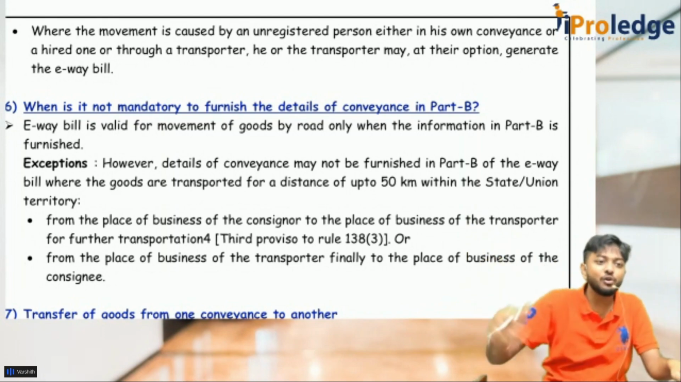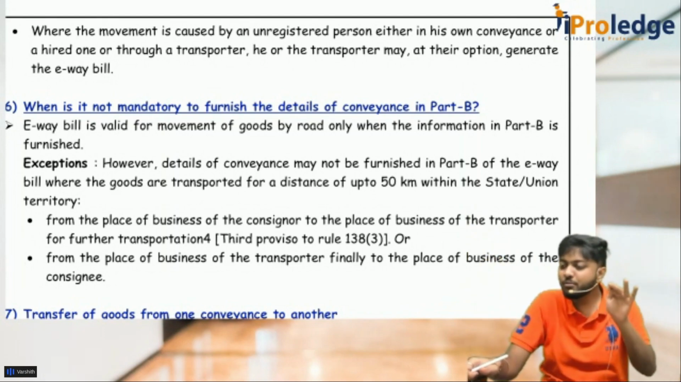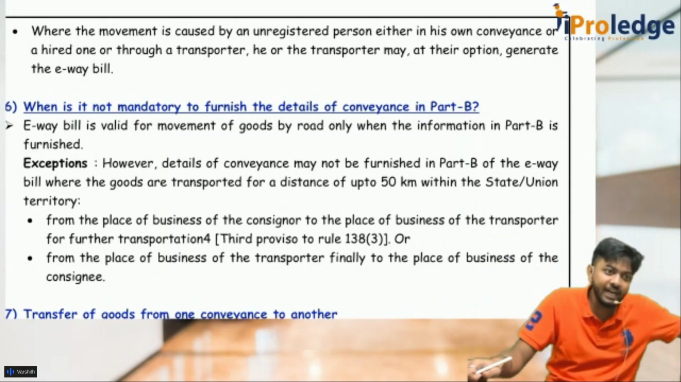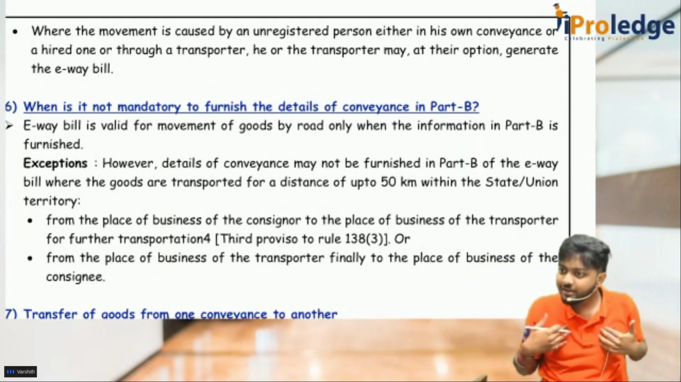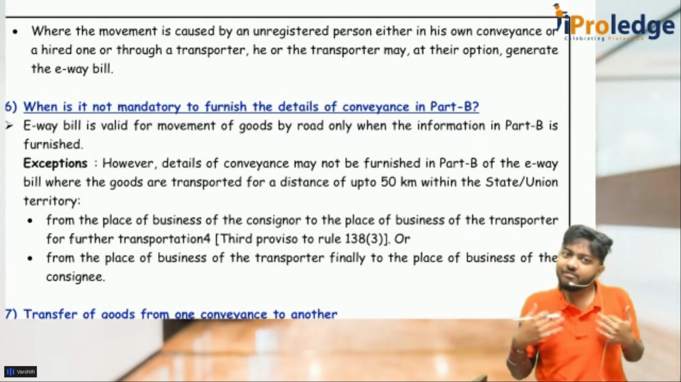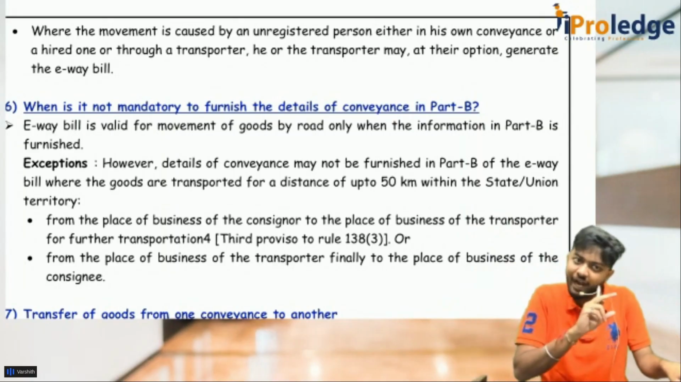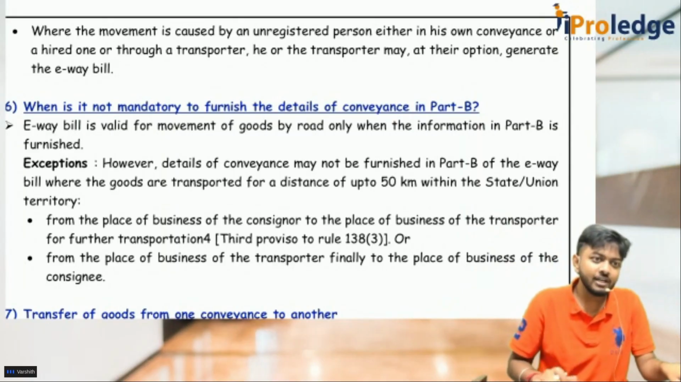In this case, what to do? Now the movement of goods is caused by me, not the supplier. That supplier gave the goods and they're gone. I am the one who is causing the movement. In that case, if I'm unregistered, at my option I can generate e-way bill. If I'm using transporters, then transporter can generate e-way bill. Clear?